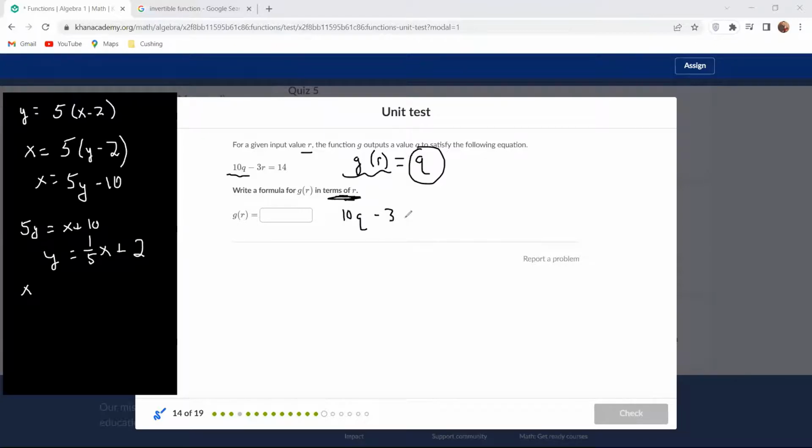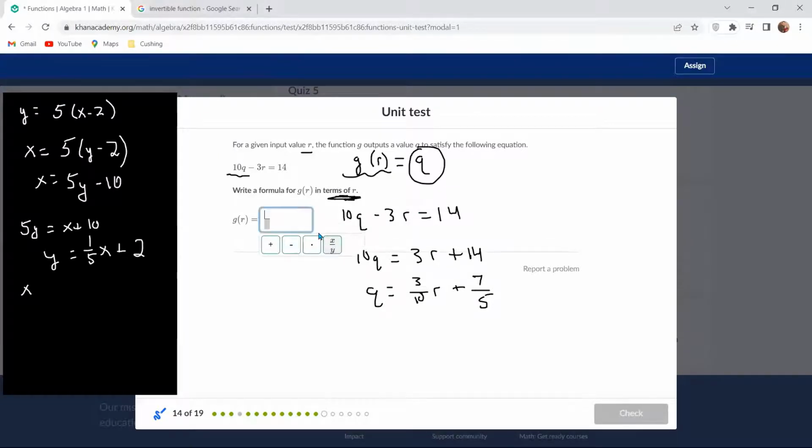10Q minus 3R equals 14. Add 3R to both sides: 10Q equals 3R plus 14. Divide both sides by 10, so Q equals 3/10 R plus 14 over 10, which reduces to 7 over 5. So that's a messy answer. So hopefully we get this all right here. Plus 7/5.